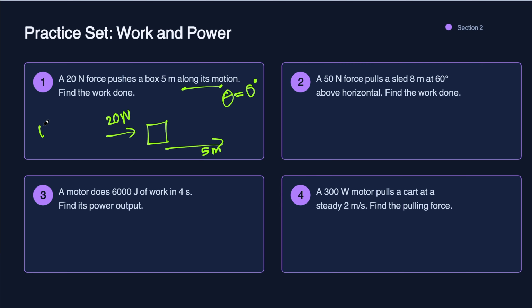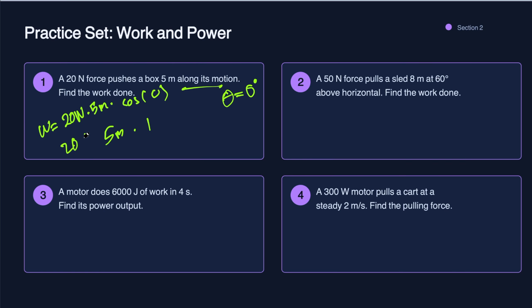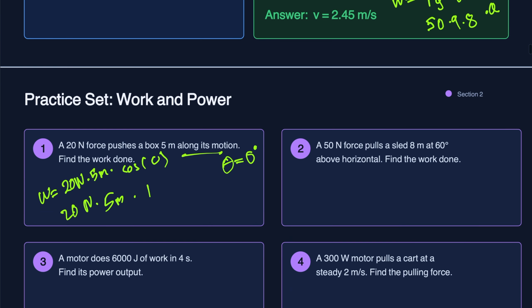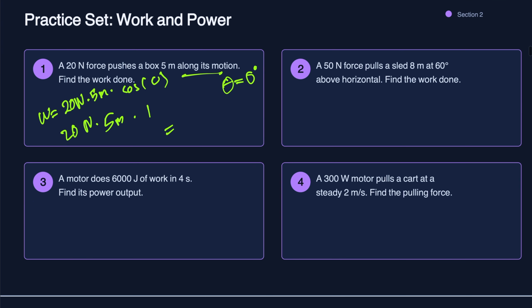So the work is just going to be equal to 20 newtons, which is a force, right? Force times d, which is 5 meters, times cosine of 0. Cosine of 0 is 1, right? So 1 times 5 meters times 20 newtons. So this is just 100 joules.